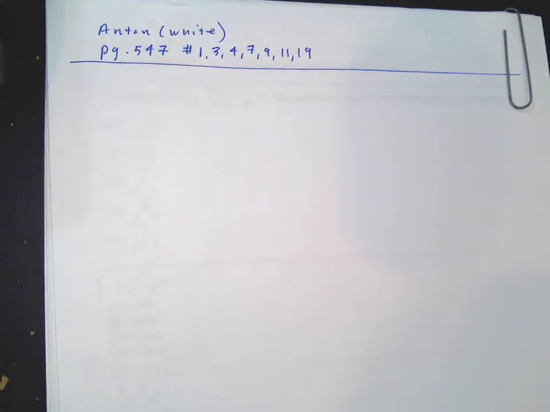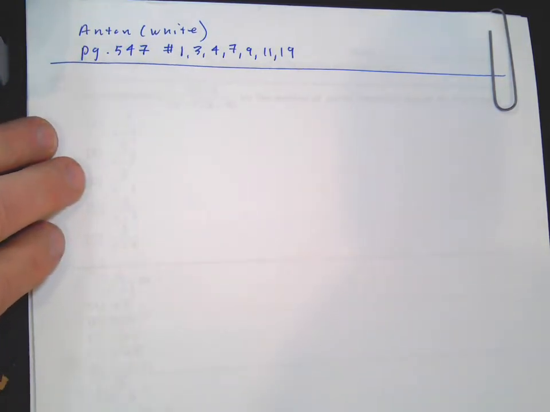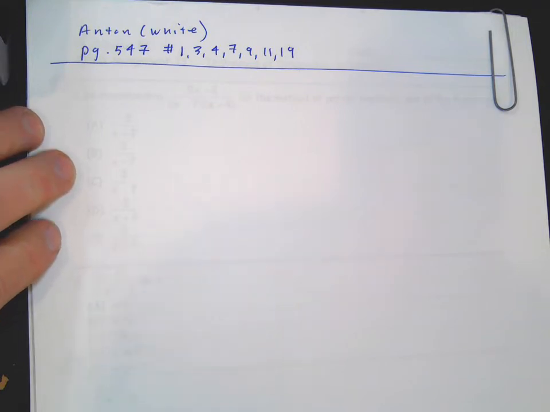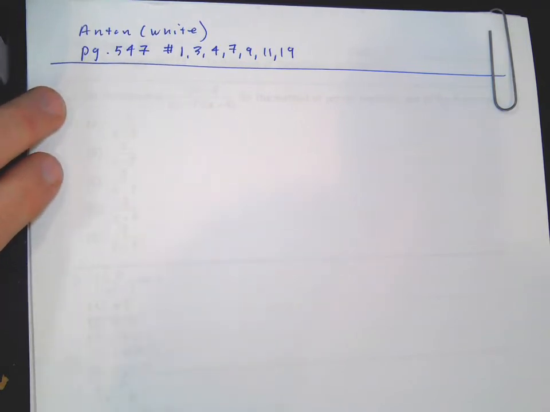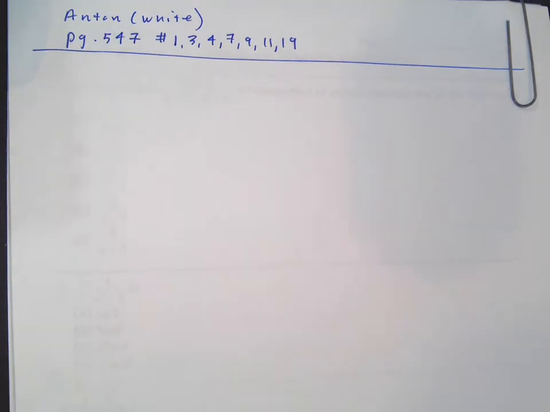AP Calc BC, Unit 5, Day 10, Office Hours. So this was Trig Substitution. These were out of your book from Calc AB, the white book, page 547, problems 1, 3, 4, 7, 9, 11, 19. You should check the odds in the back of the book or the file that I uploaded that had that picture of that page.